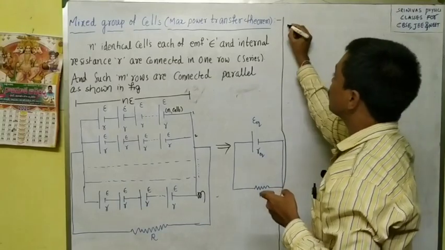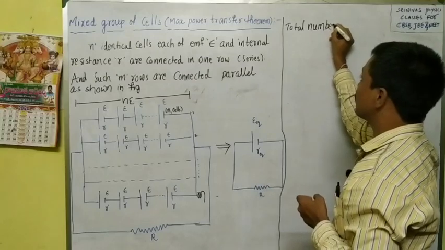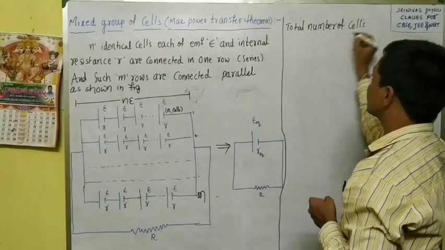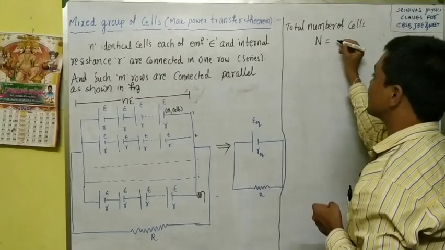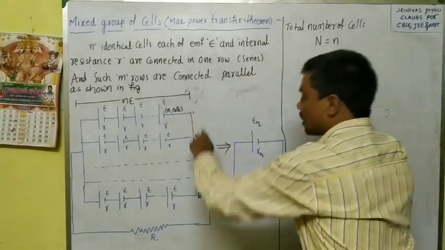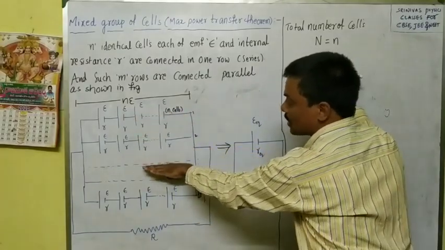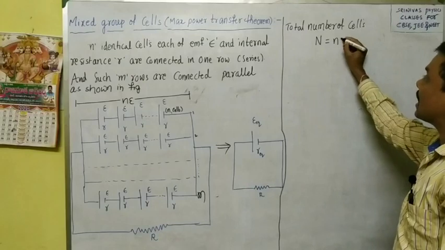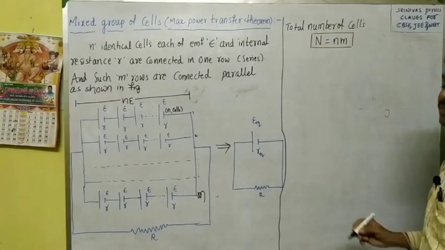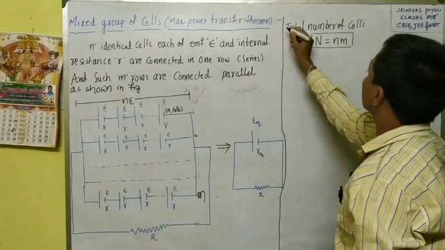First I want to know the total number of cells. How will you get the total number of cells? It is very simple to find out. We can consider it as capital N. It is the number of cells in one row into the number of rows. In one row there are n cells. How many rows are there? 1, 2 and so on. This is m. That means n into m. In one row n cells are there, there are m rows, and this is the total number of cells.